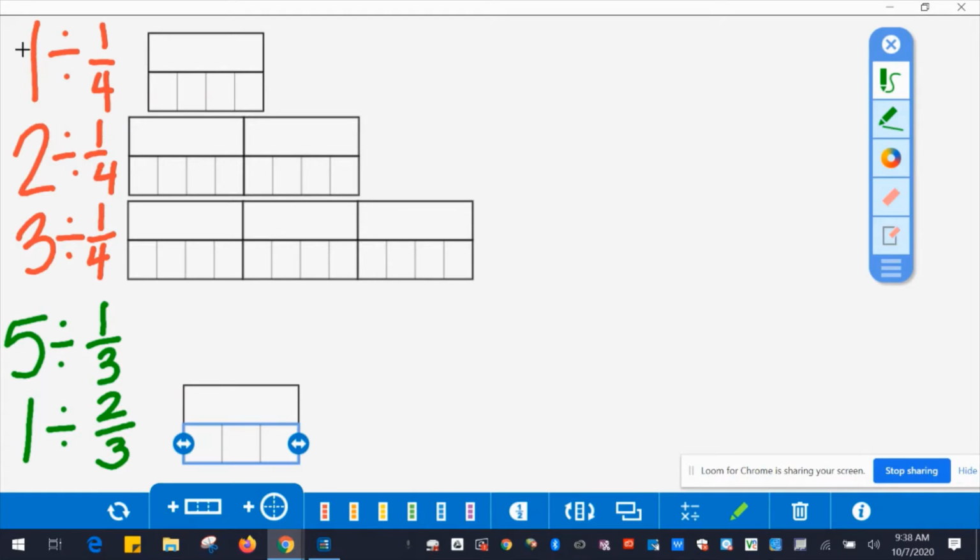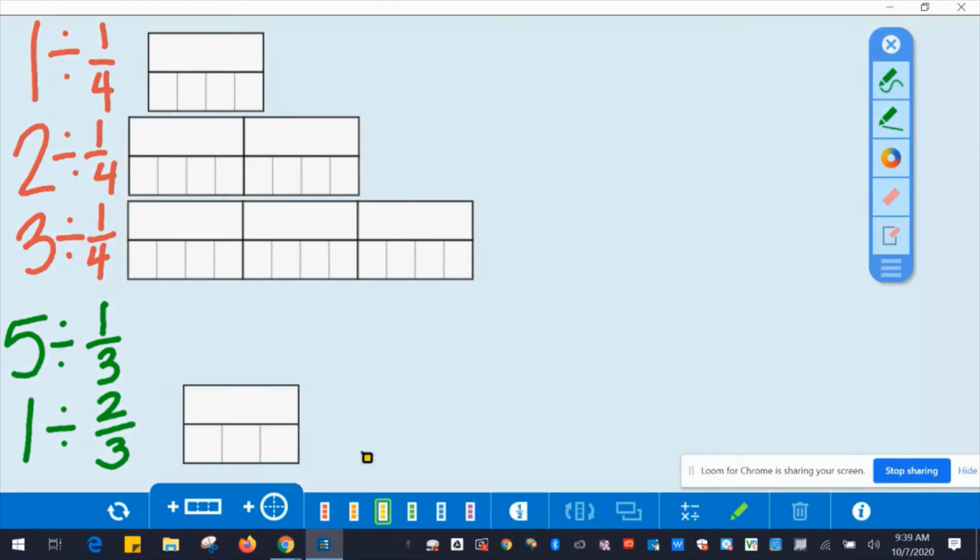So the first thing that you'll see, your first problem, is 1 divided by 1/4. Another way that I would word that to my students is, how many 1/4 pieces or portions are in 1? If we're talking about a candy bar and we're breaking it up into 1/4 size pieces. So looking at this is our model of 1 whole. I then put a model underneath to show what that 1 whole would look like broken up into 1/4 size pieces. 1, 2, 3, 4.